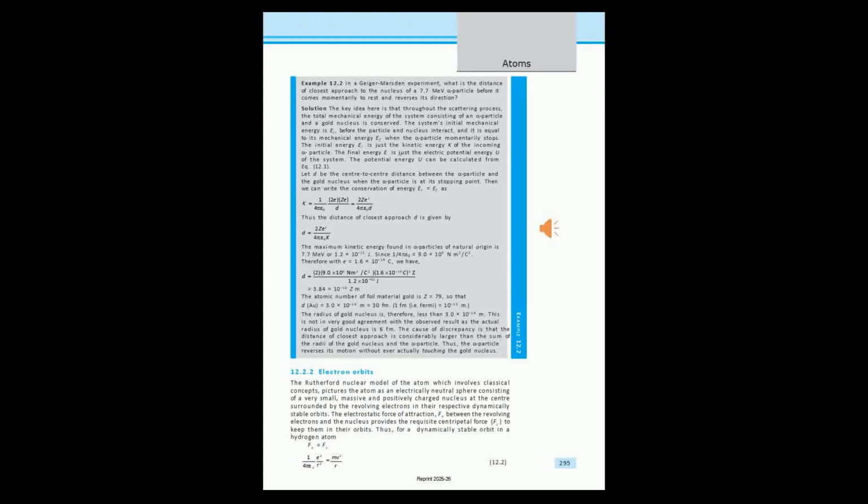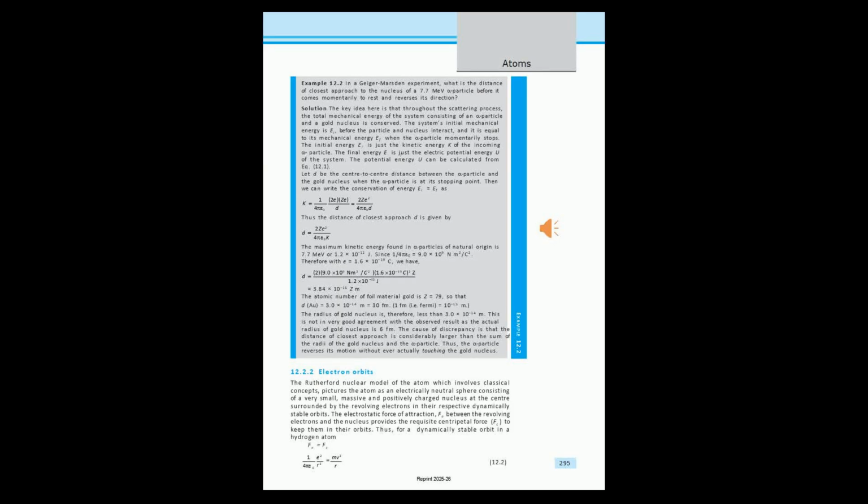Electron orbits. The Rutherford nuclear model of the atom, which involves classical concepts, pictures the atom as an electrically neutral sphere consisting of a very small, massive and positively charged nucleus at the center surrounded by the revolving electrons in their respective dynamically stable orbits. The electrostatic force of attraction, Phi, between the revolving electrons and the nucleus provides the requisite centripetal force, Fc, to keep them in their orbits.